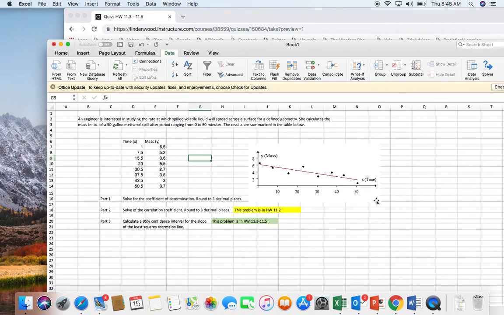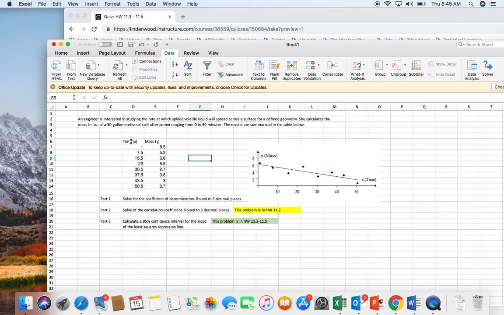The objective of this video is to show you how to address three important attributes of a linear regression analysis. The problem we're going to use from homework 11.3 through 11.5 is as follows. An engineer is interested in studying the rate at which spilled volatile liquid will spread across a defined geometry. She calculates the mass in pounds of a 50-gallon methanol spill after a period ranging from 0 to 60 minutes. The results are summarized in the table below.